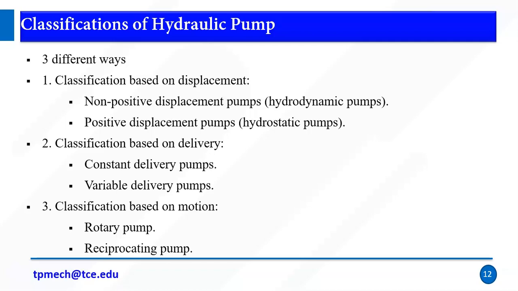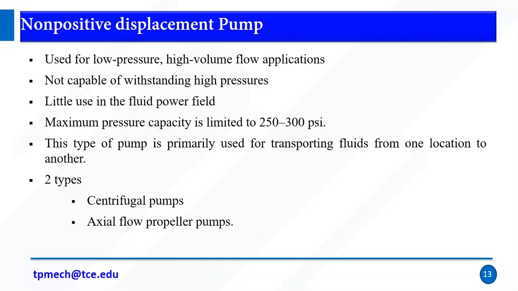If the displacement is constant, then we say it's a positive displacement pump. If the displacement varies, then we say it's a non-positive displacement pump. Generally we use positive displacement pumps only, right? For delivery, if you want a constant delivery, we say constant delivery pumps. Sometimes the delivery may be variable, then you can say variable delivery pumps. In terms of motion, if it is linear, then we say reciprocating pump. If it is rotary, then it's a rotary pump, right? So we have three classifications, and we are going to see them one by one.